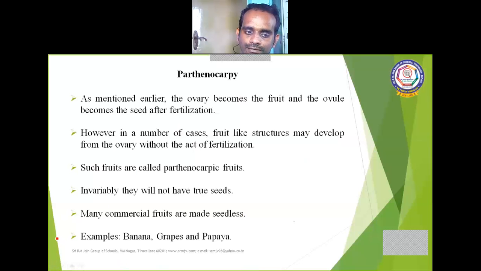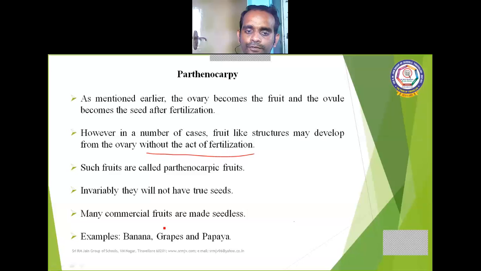See here, parthenocarpy is without the act of fertilization. There is no fertilization process that takes place. The fruit-like structure may develop without the act of fertilization, that is called parthenocarpy. Such fruits are called parthenocarpic fruits. Invariably, they will not have true seeds.